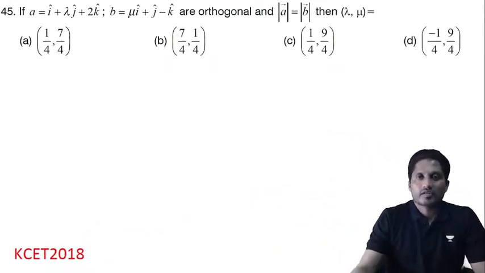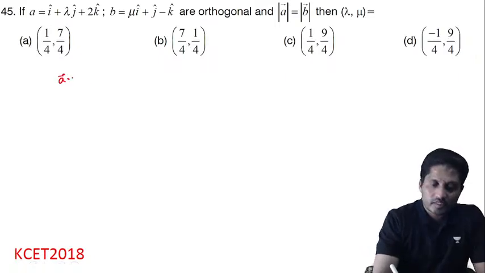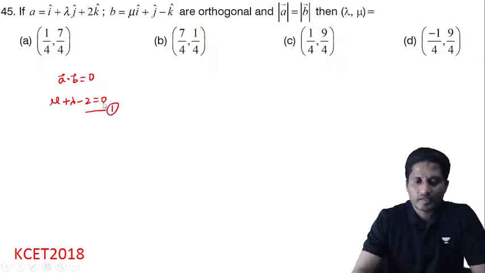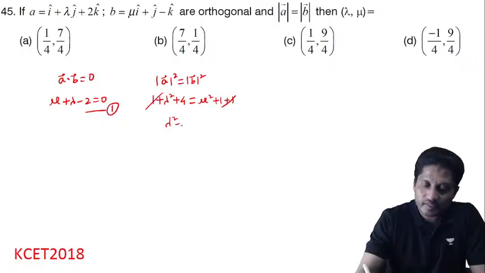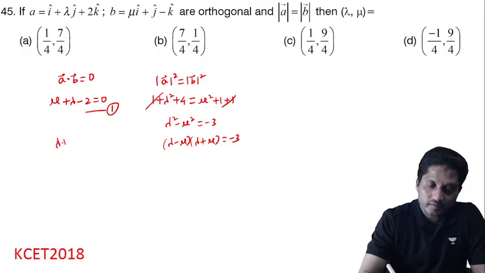Vectors are orthogonal, right? Orthogonal means dot product is 0. That is, A dot B is equal to 0. We'll get this as mu plus lambda minus 2 is equal to 0. Let's call it equation 1. And then mod A is equal to mod B, so mod A the whole square is equal to mod B the whole square. 1 plus lambda square plus 4 equal to mu square plus 1 plus 1. Means that lambda square minus mu square is equal to minus 3. Lambda minus mu into lambda plus mu is equal to minus 3. Here lambda plus mu is equal to 2.